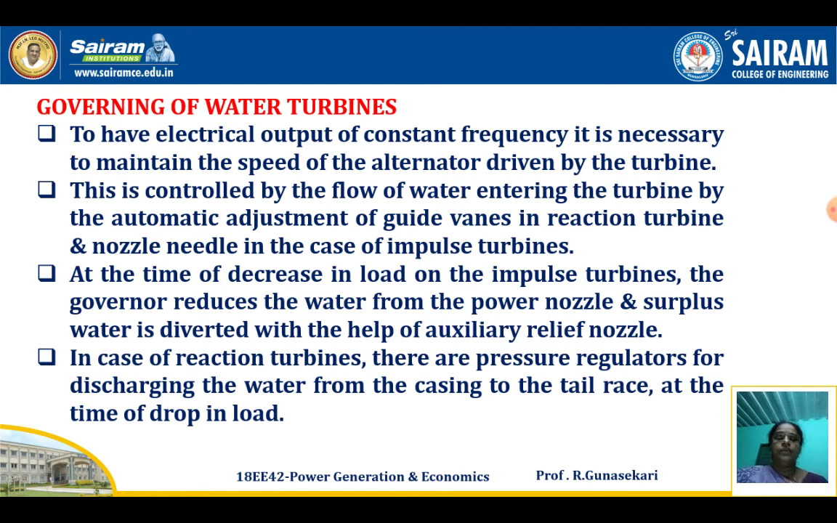At the time of decrease in load on impulse turbines, the governor reduces the water from the power nozzle and surplus water is diverted with the help of an auxiliary relief nozzle. In case of reaction turbines, there are pressure regulators for discharging the water from the casing to the tail race at the time of drop in load.